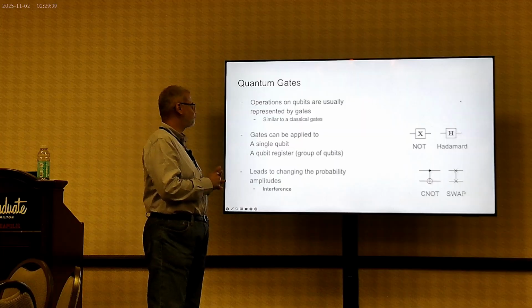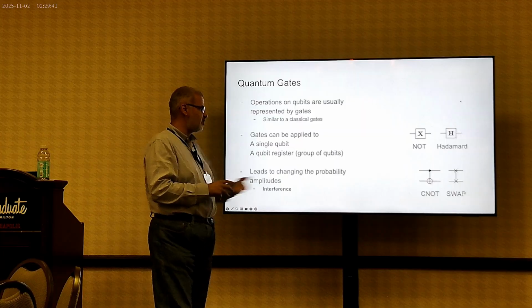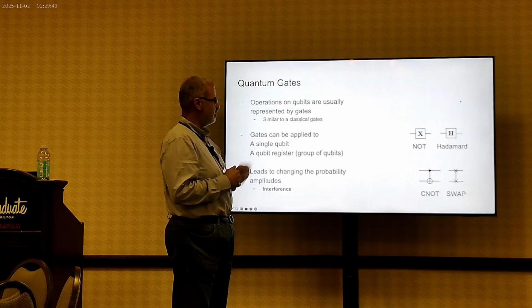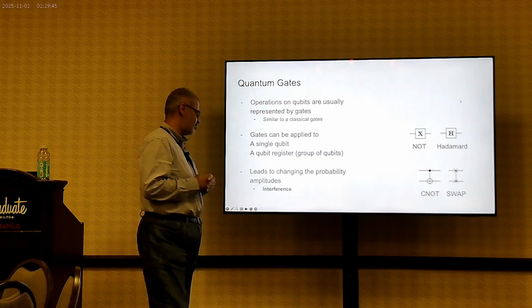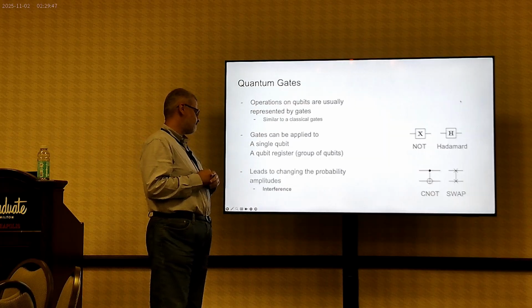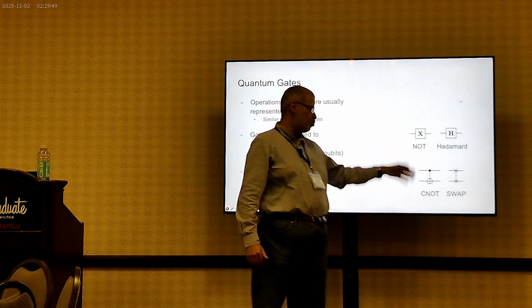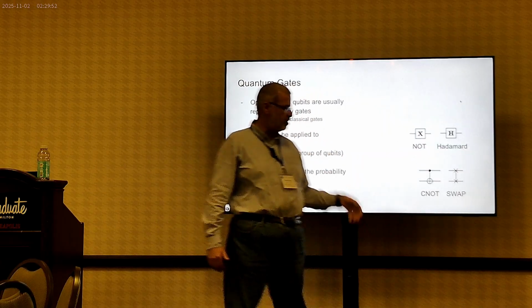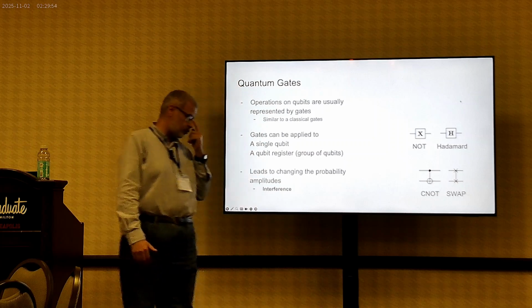Some of the famous gates are the NOT gate and the Hadamard gate. They work on a single qubit. I'll give you more details later about them. But actually, you can have 2 qubit gates, 3 qubit gates, and so on. I'll give you examples of those.